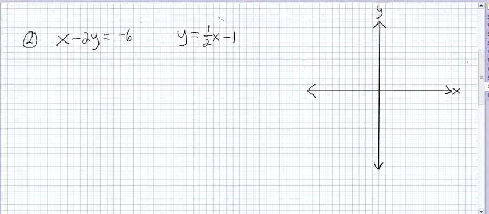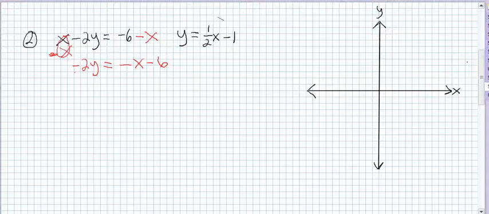So first thing you're going to do is subtract x from both sides, because we need to go across the equal sign. So I'm subtracting x. I've got a 0 here. I have a negative 2y. I'm going to move my x in front, so that's going to be negative x minus 6.